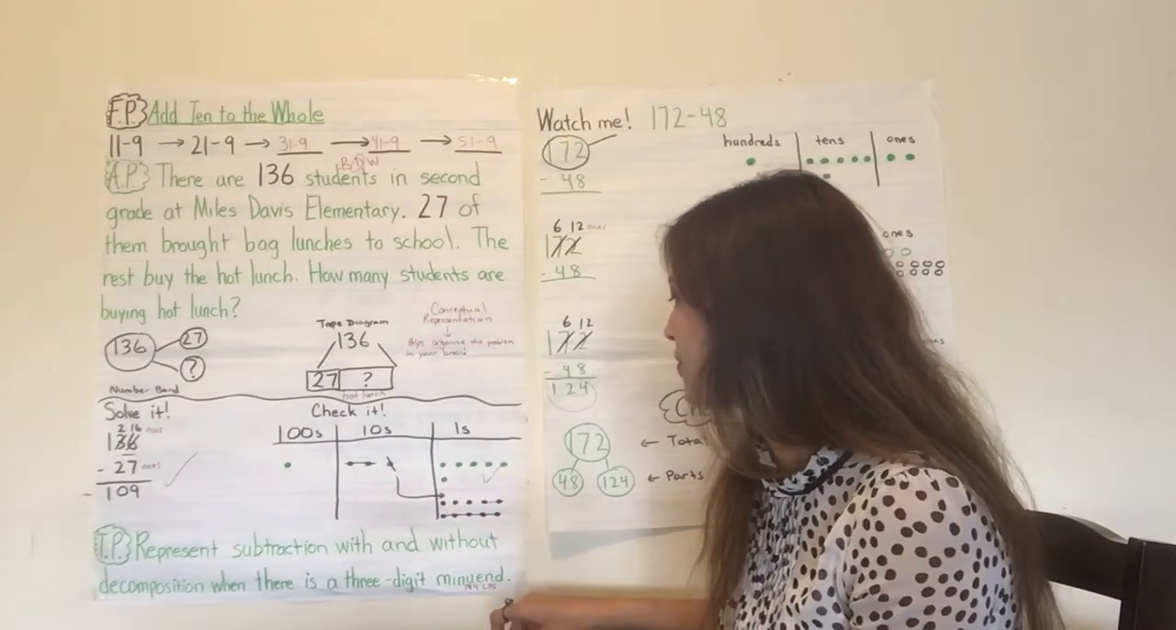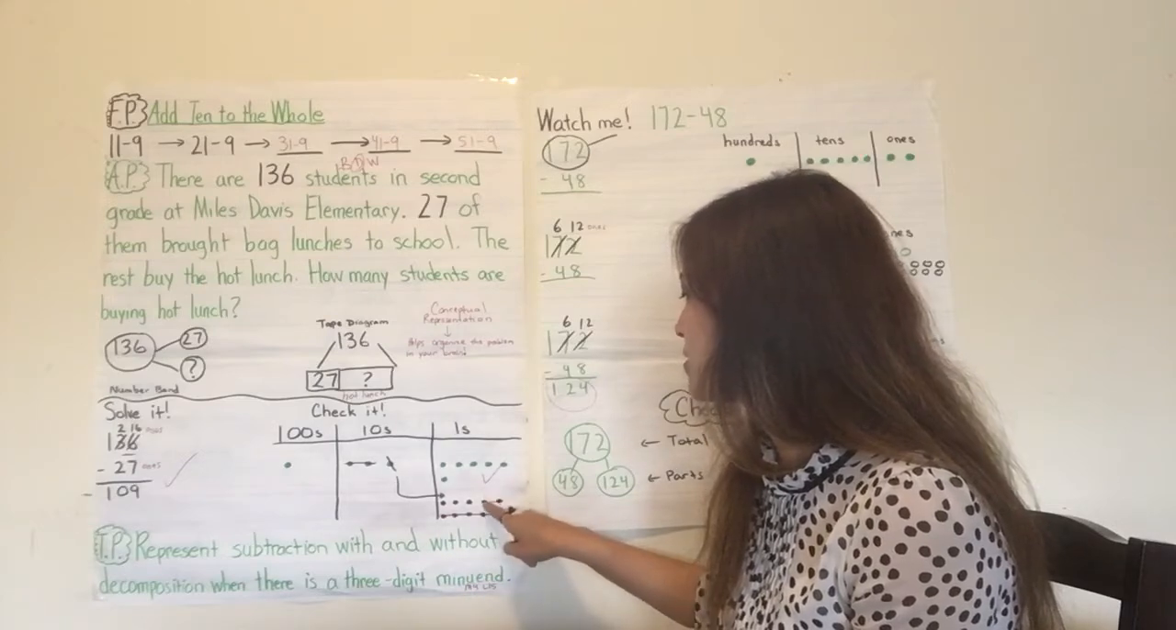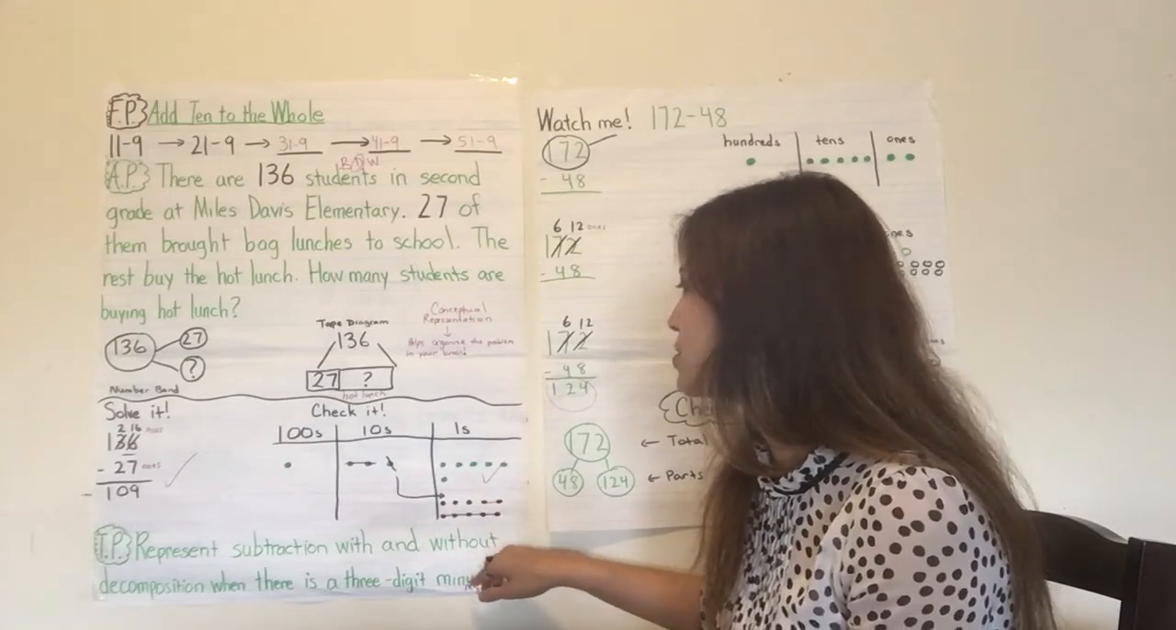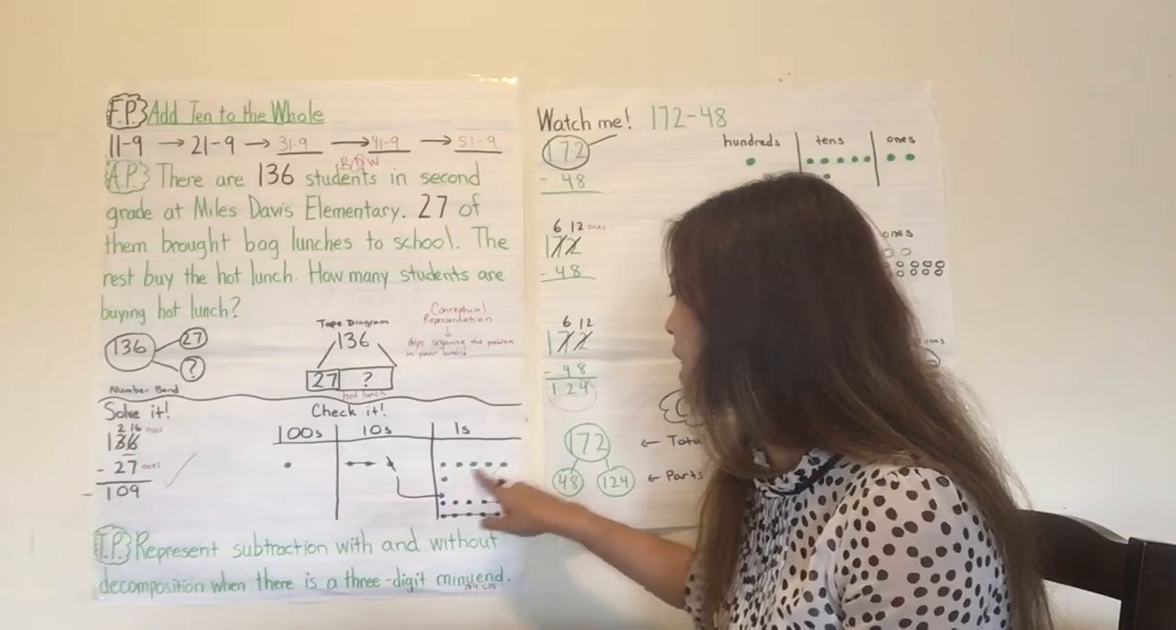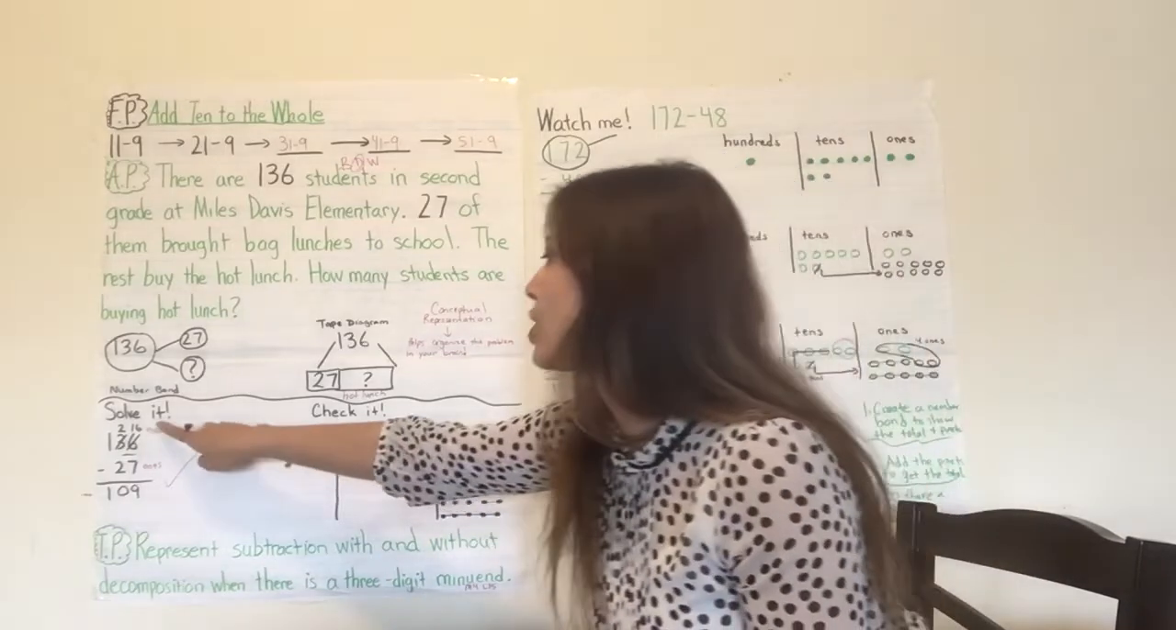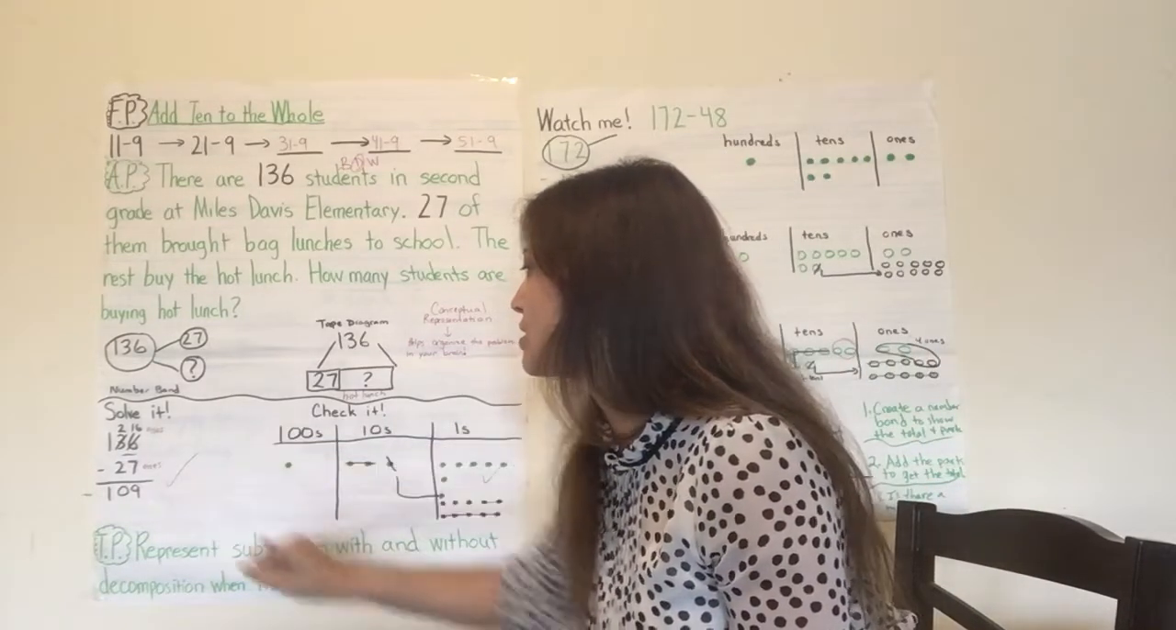16 ones minus 7 ones. 5, 6, 7. How much do I have left over? 5, 6, 7, 8, 9. So there you go. 16 ones minus 7 ones, 9 ones.